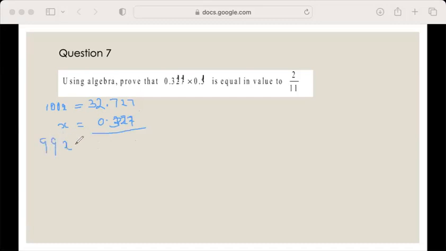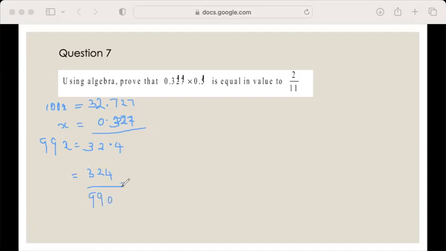Right, so now what happens? 99x is, 7 minus 7 is 0, 2 minus 2 is 0, so 7 minus 3 is 4, and 2 minus 0 is 2, and 3. So 99x equals 32.4 here. So we times it by 10, so this will be 324 over 990 when we times by 10.